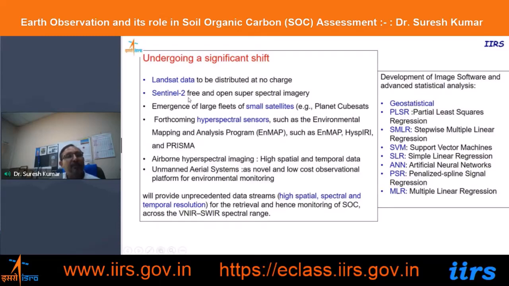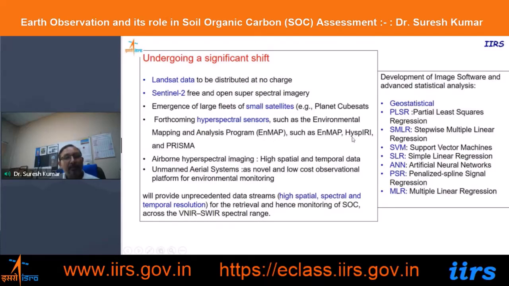Earlier the availability of data was very costly and available only every 16 to 21 days. But today Landsat data is available every 16 days, Sentinel data every 5 days, and in coming years a large fleet of small satellites, Planet CubeSats, will be available to users. In future, planned by various space agencies, hyperspectral sensors will be available for studying soil properties. For example, EnMAP, Environmental Mapping and Analysis Program, is hyperspectral satellite data.